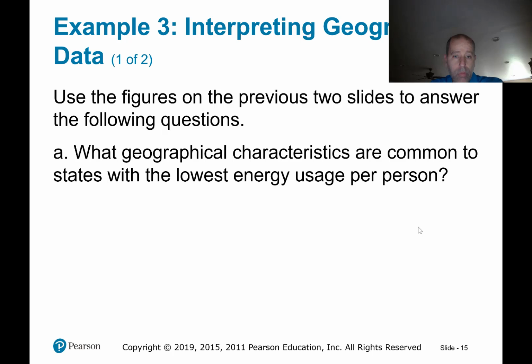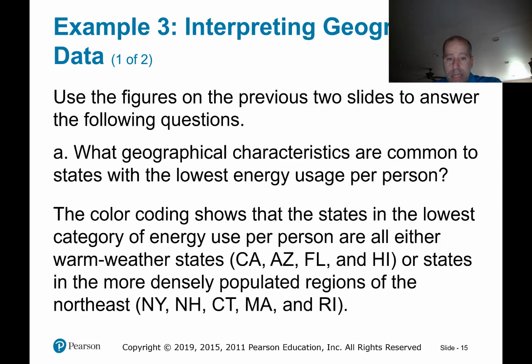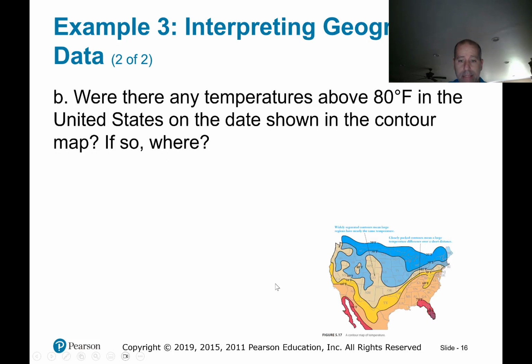Now, let's use the figures to answer some questions. So, what geographical characteristics are common to states with the lowest usage per person? Those would be the orange and yellow states. The color coding shows that the states with the lowest category of energy use per person are all either warm weather states, that we saw with California, Arizona, Florida, and Hawaii, or they're states that are more densely populated regions, as in New York, New Hampshire, Connecticut, and so on. So that's a takeaway.